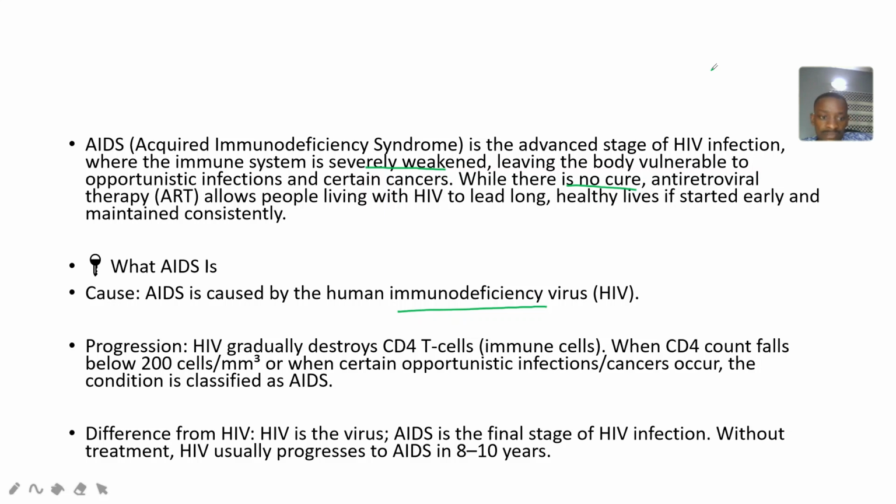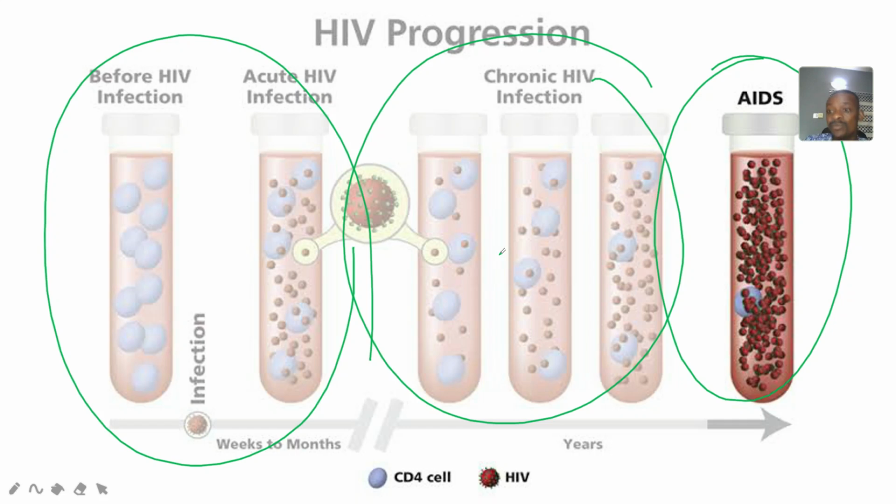Okay, so HIV gradually destroys your CD4 T cells. These are the cells that should normally improve your immune system. So as the cells are going down, you're having a weak immune system, and there's a possibility of you being infected with whatsoever. So different from HIV, HIV is a virus. AIDS is the final stage of the disease, when somebody reaches it, we're now saying, okay, we're losing this person any time soon.